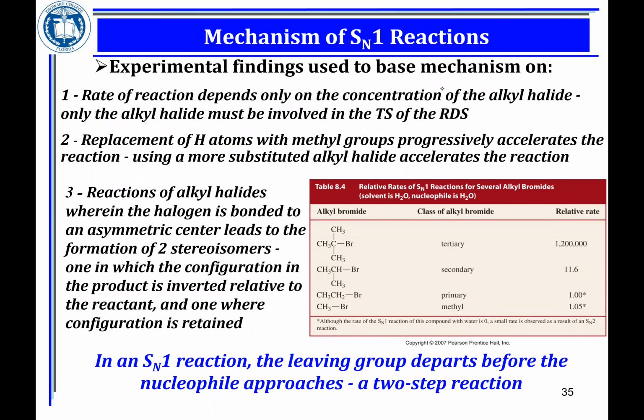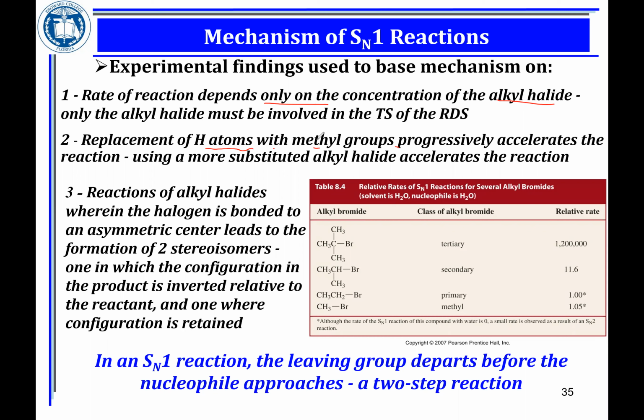So based on the experimental finding for the reaction of a tertiary alkyl halide and a weak nucleophile like water, the rate of the reaction depends only on the concentration of the alkyl halide. And the replacement of the hydrogen atoms with methyl groups accelerates the reaction. That means that a more substituted alkyl halide would go through the SN1 reaction faster.